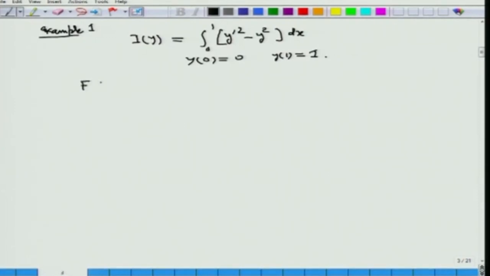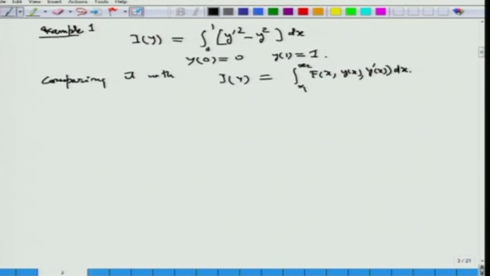So, here we have the integrand f. Comparing it with the general form, I y equal to integral x 1 to x 2 of F x, y x, comma y prime x, d x, we have f x y y prime equal to y prime square minus y square.